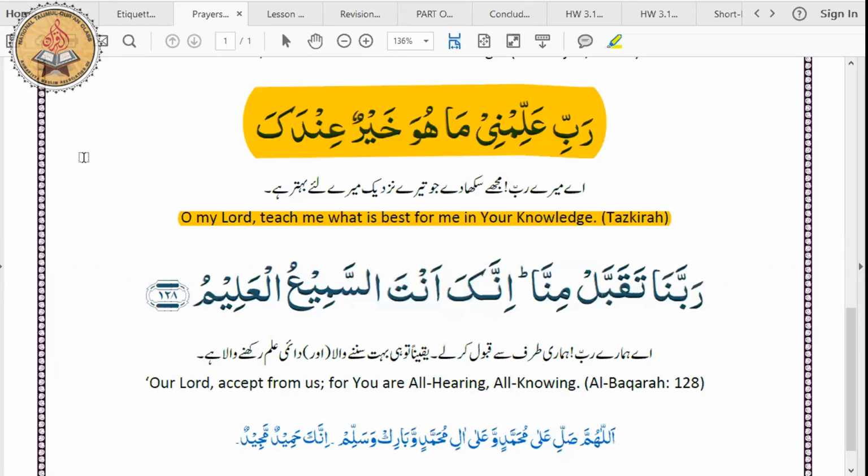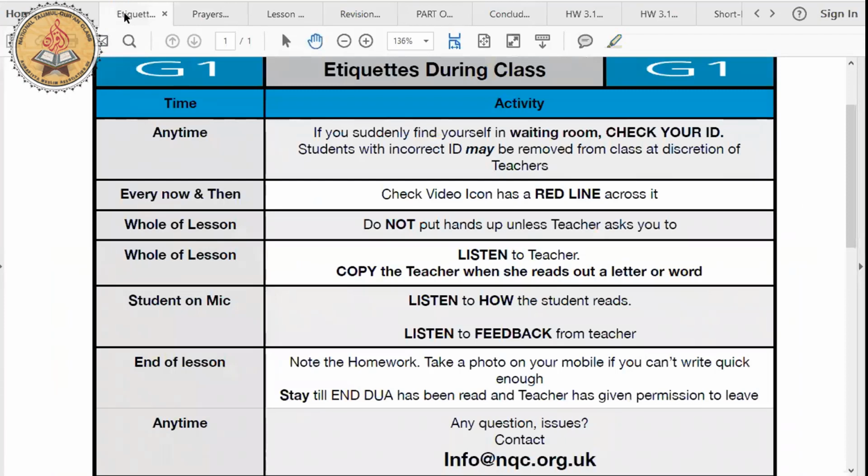So if you remain on the mic, I'll quickly go through the etiquettes and then I'll give you a few words to read with me. Is that okay? Yes, that's okay. So far everybody knows the etiquettes of the class, but still I found a few students putting their videos on. So please check you are in the class with correct ID and don't rename yourself when you are admitted in the class. And please put your video off and do not put your hands up unless it's been asked.